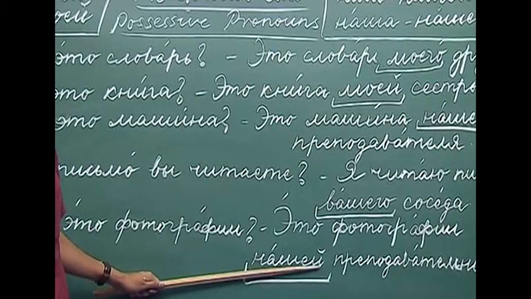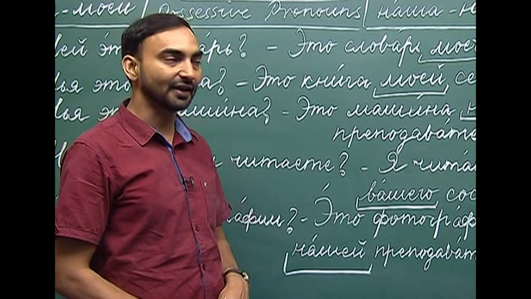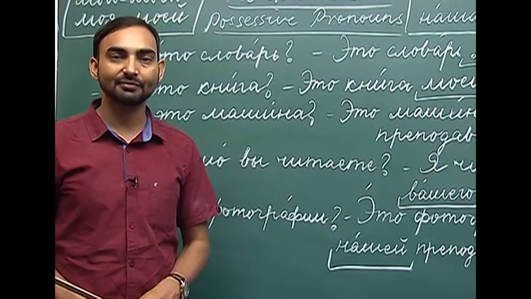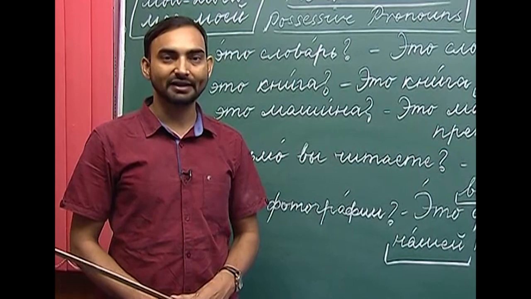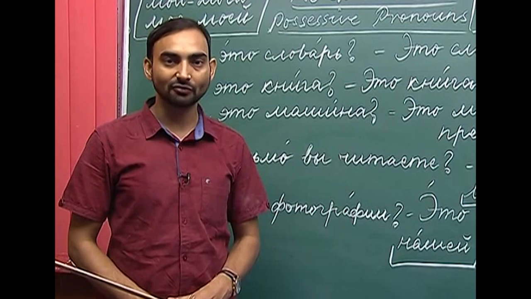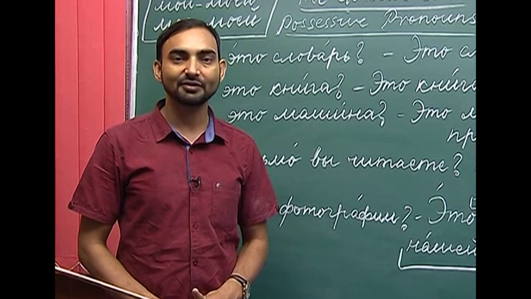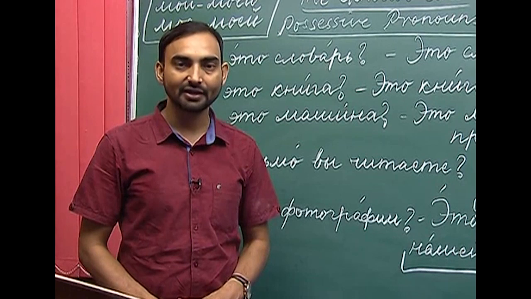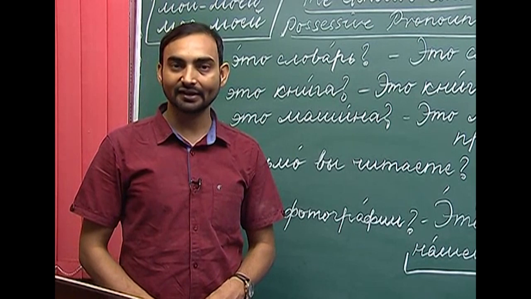So, these are the forms of possessive pronouns in the genitive case. So, let's revise them once again. Мой becomes моего, твой, твоего, наш, нашего, ваш, вашего. So, we are talking about masculine forms. What about feminine? Моя becomes моей, твоя, твоей, наша, нашей, ваша, вашей. Его, её and их, they don't change their forms in the genitive case.